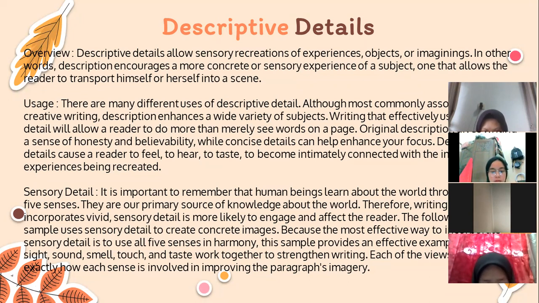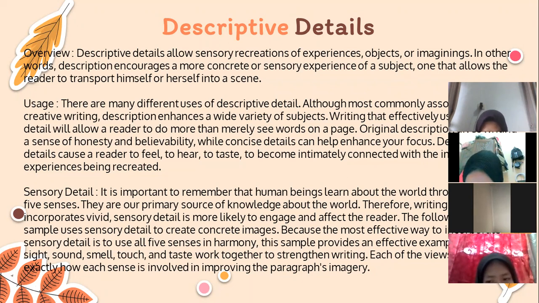It is important to remember that human beings learn about the world through using the five senses. They are our primary source of knowledge about the world. Therefore, writing which incorporates vivid sensory details is more likely to engage and affect the reader. The following writing sample uses sensory detail to construct an image.